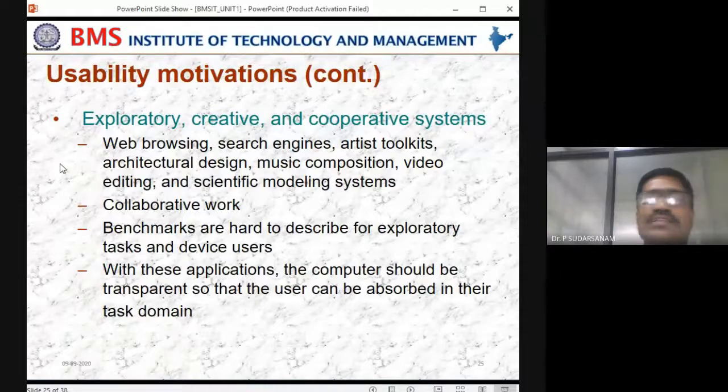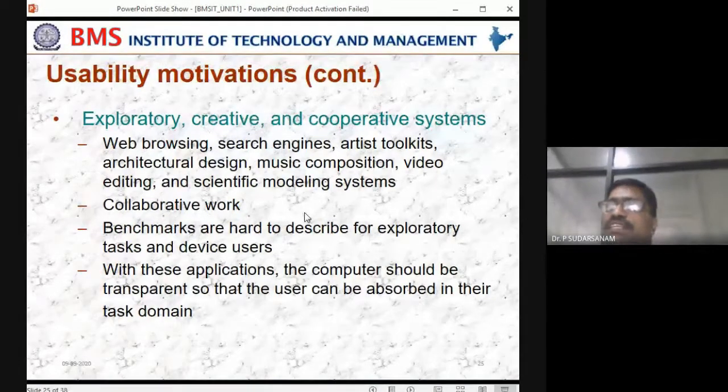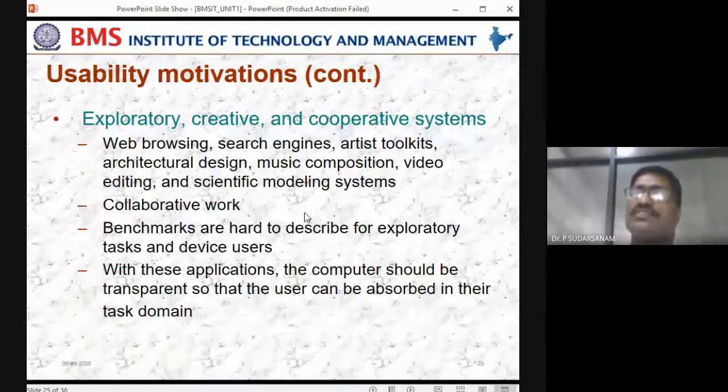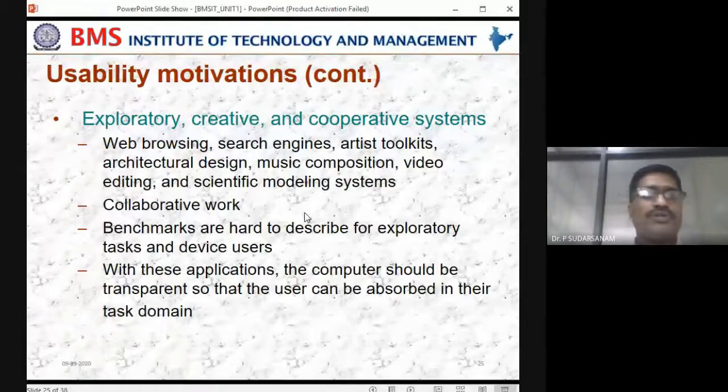Now it is easy for us to use web browsing, search engines, toolkits, architectural designing, music composition, video editing, and scientific modeling systems, all these things. Nowadays we are seeing movies where they take one place and do the background setting. That means it is easy to learn. They have to provide the tools, a way of understanding that is easy to understand. So people should be able to do it.